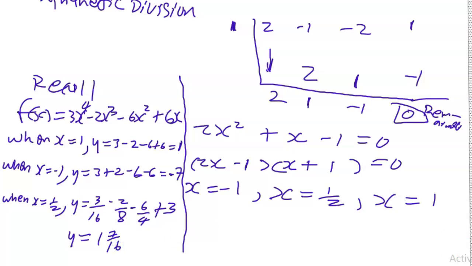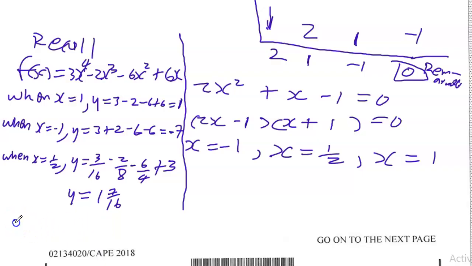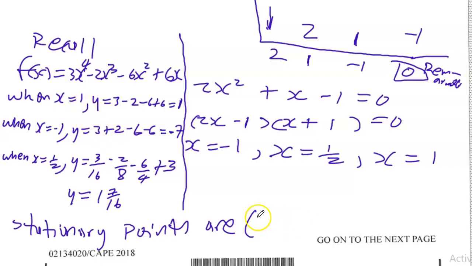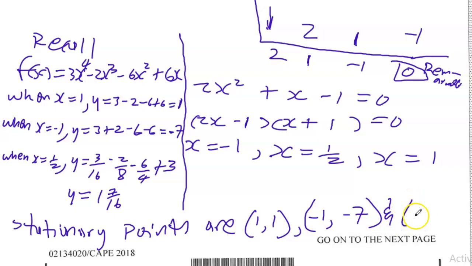Alright, so therefore the stationary points are: when x is 1, y is 1. When x is minus 1, y is minus 7. When x is a half, y is 1 and 7 over 16. That's an improper fraction. 16 plus 7, that's what? 23. So 23 upon 16.